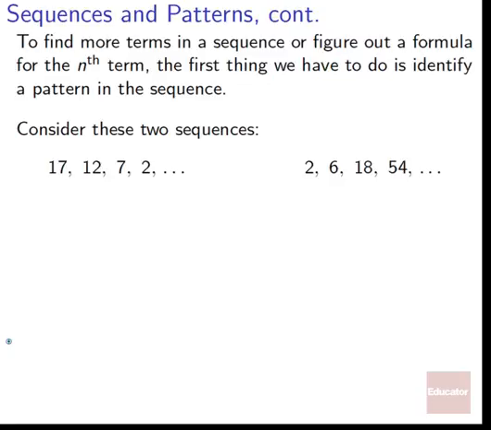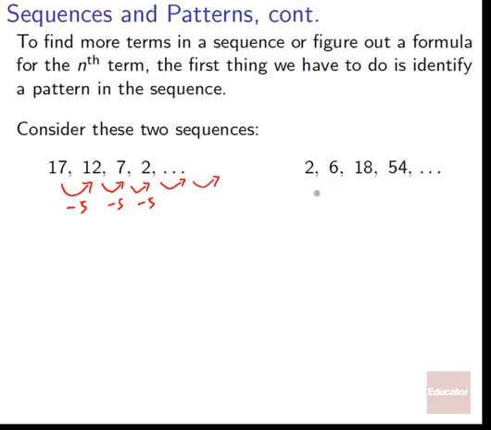So let's look at the first one, 17, 12, 7, 2. What's the connection here between 17 and 12, and how's that related to 12 to 7, and how's that related to 7 to 2? Looking at this for a little while, we probably realize that what we're doing to get from 17 to 12 is subtracting 5. From 12 to 7, we're subtracting 5. From 7 to 2, we're subtracting 5. So we know this pattern of subtract 5, subtract 5, subtract 5 is going to continue on because it showed up everywhere in the sequence so far.